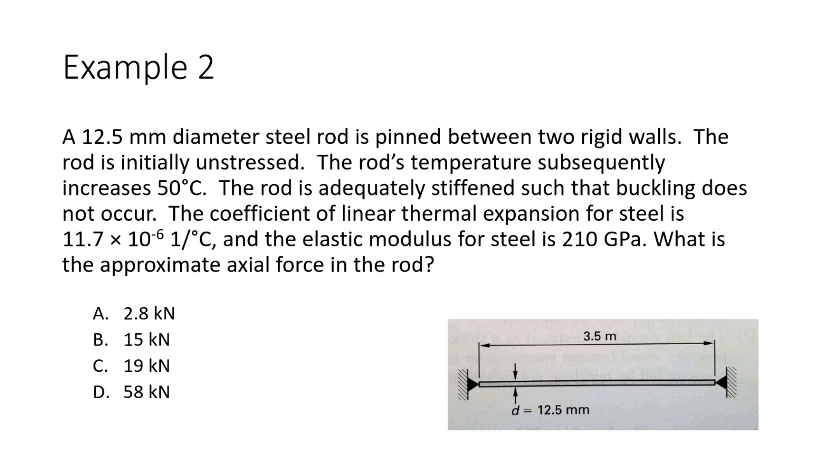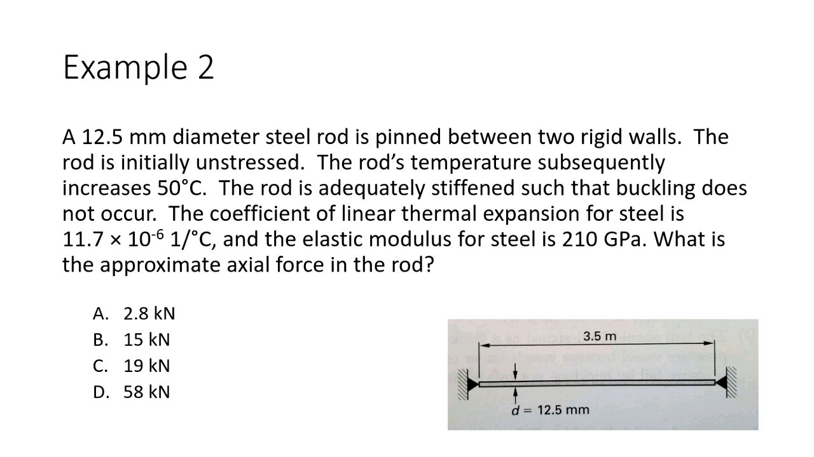And then what I do is I take that rod and I heat it up. Okay, so you can imagine what's going to happen, right? If I've got this rod sandwiched between these two walls and I heat the rod up, that rod's going to want to expand. Okay, now buckling isn't an issue. We're not going to worry about buckling. So we can sort of ignore that for now. Now the rod's made of steel, so we know its elastic modulus is 210 gigapascals, and its coefficient of thermal expansion is 11.7 times 10 to the negative 6, and then it's 1 per degree Celsius.